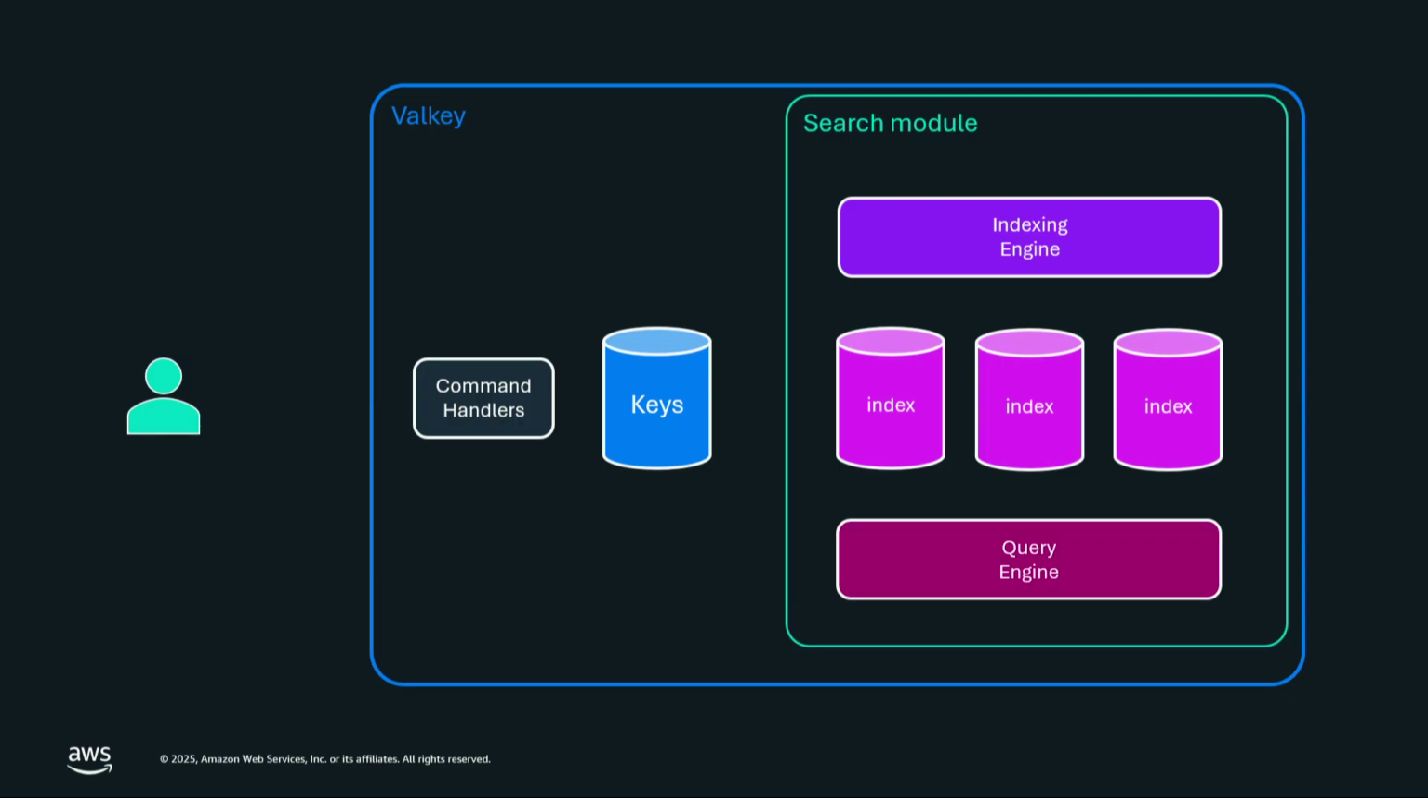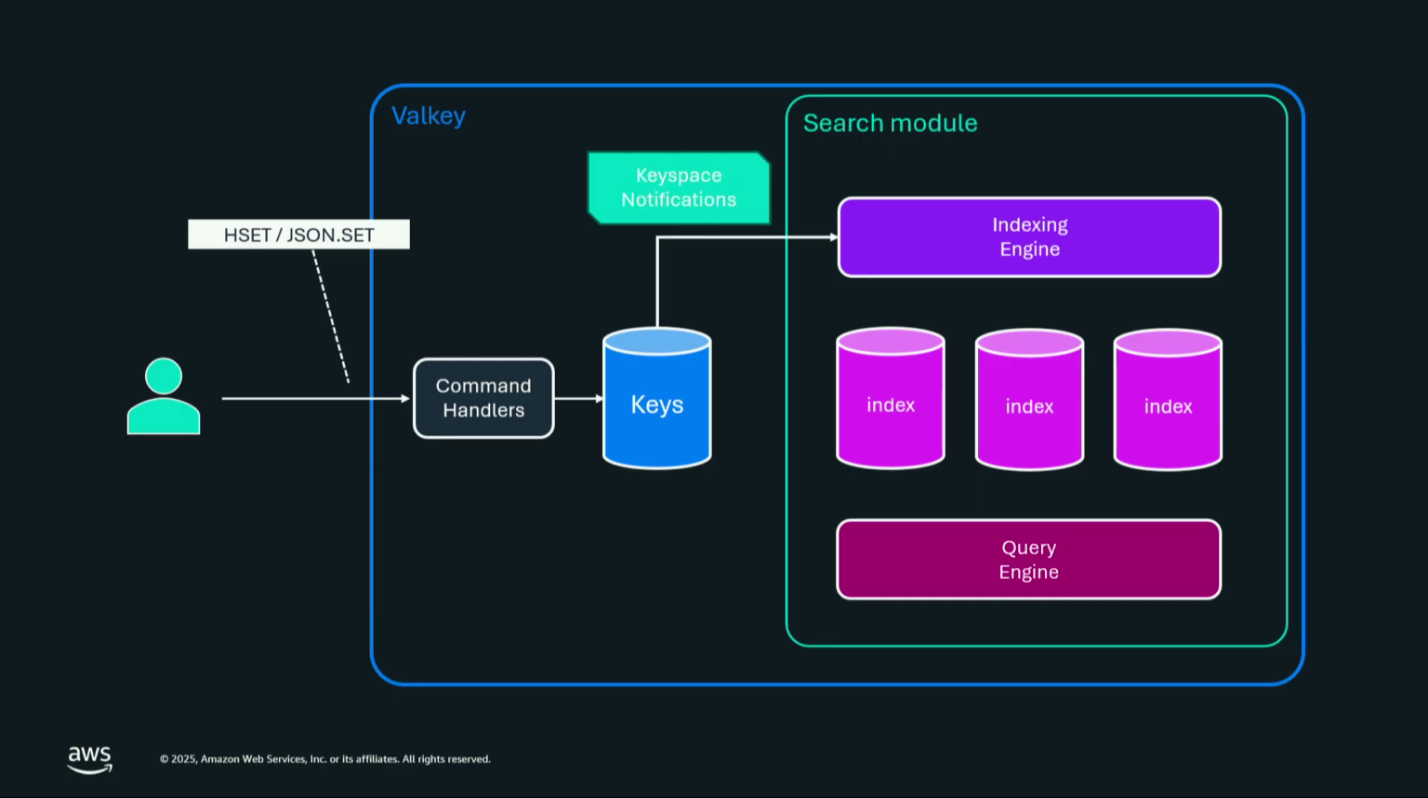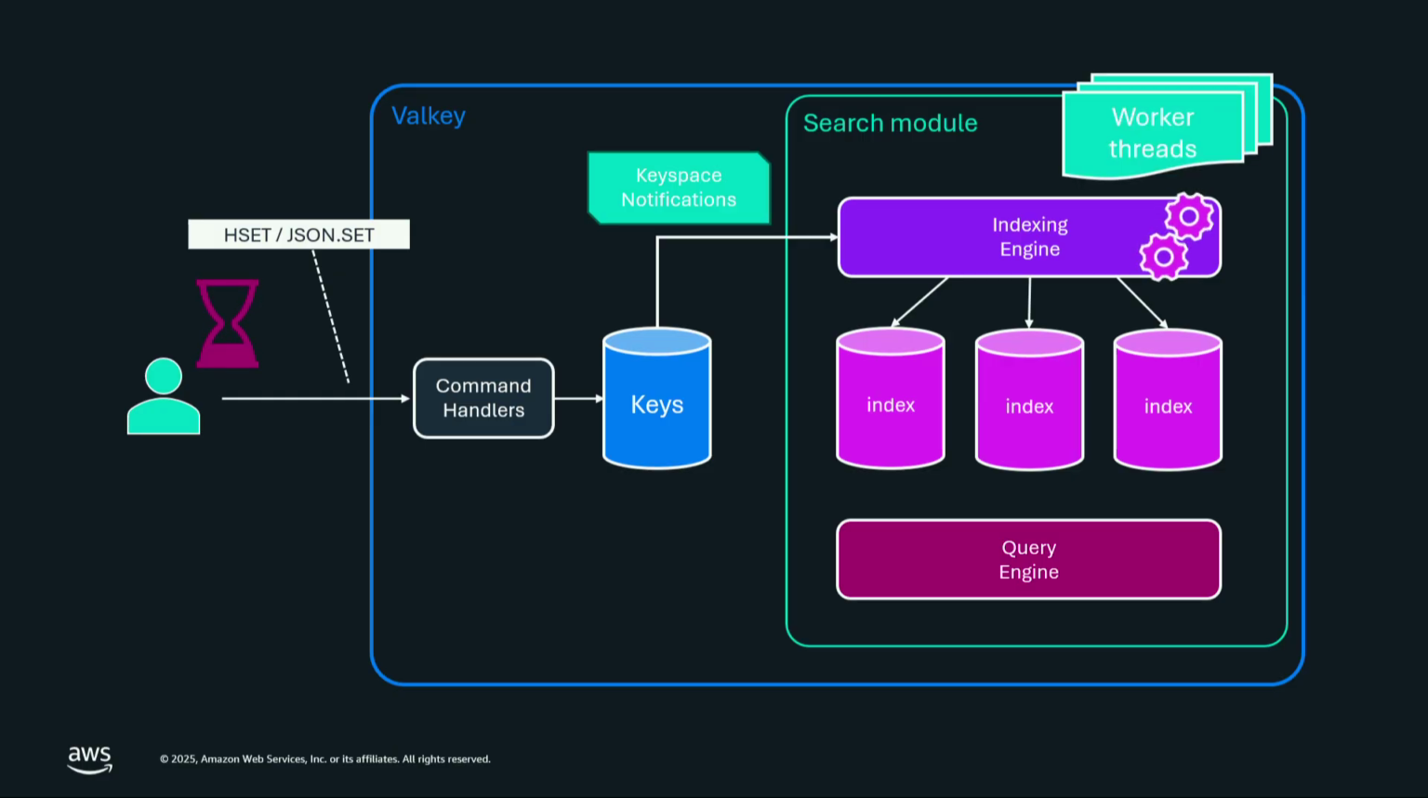So VSS works on two data types with Valkey, on hash maps and on JSON documents. And you start by defining an index and defining a schema. And whenever you go and change one of these objects, that change immediately happens on the main key database. And then the search module receives a key space notification and starts asynchronously indexing those changes using a set of dedicated worker threads. Now, that means that the Valkey main thread can continue serving other requests by other users.